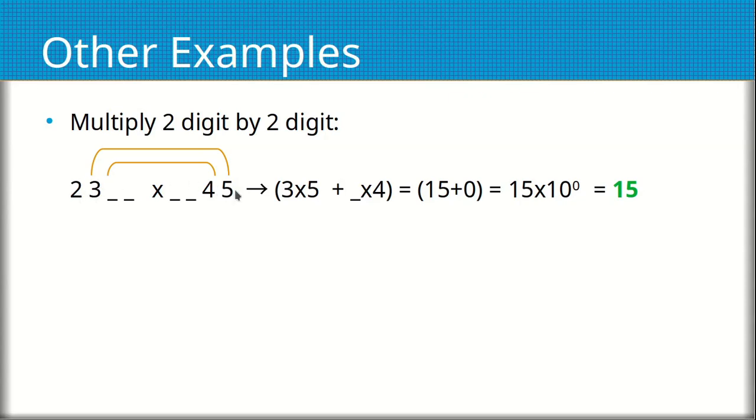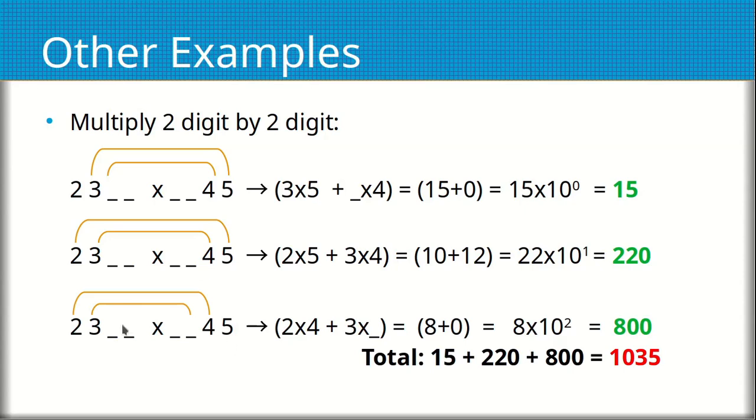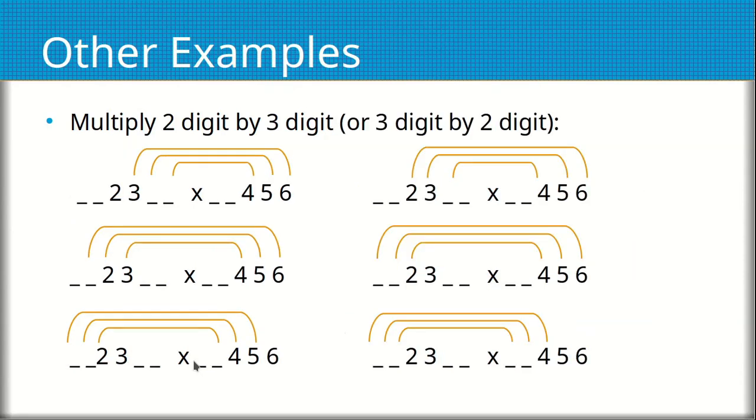This is 23 times 45. I created some blanks here just to show you how it's done. This is the 10 to the 0 group, multiplying 3 times 5 plus blank times 4, which is really just 3 times 5, 15. Then you move the arches out more. You end up with the outer numbers, 2 times 5 plus 3 times 4, which is 10 plus 12. You get 22 times 10 to the 1. And then the final group, you move the arches over again, and now you're into the 10 to the 2 group, which is 8, 2 times 4, and 3 times blank. So that doesn't count anymore. Okay? Same, the answer is 1035.